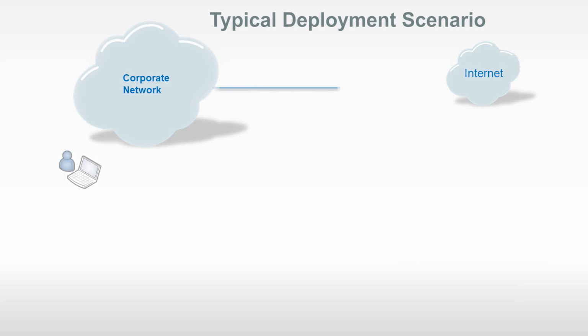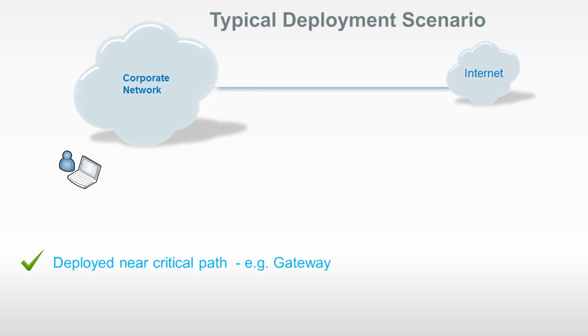In a typical deployment scenario, Sparrowiq will be used to monitor critical paths or bottlenecks within the network, which in most organizations is the Internet Gateway, as shown here. The installation and configuration process only takes a few minutes. Sparrowiq can be installed on a PC, laptop, or virtual machine running a Windows operating system. A Windows server is not required, but can be used if preferred.